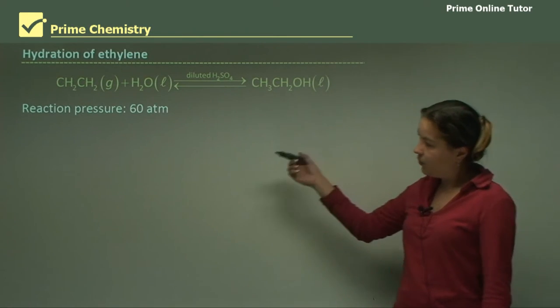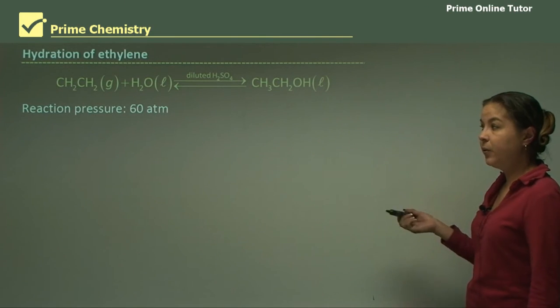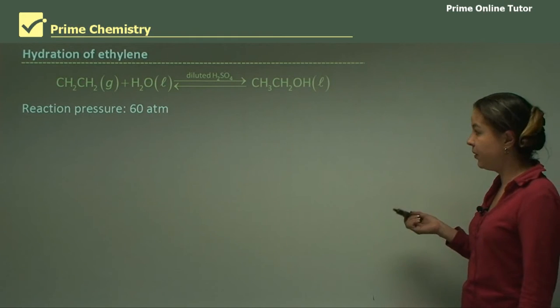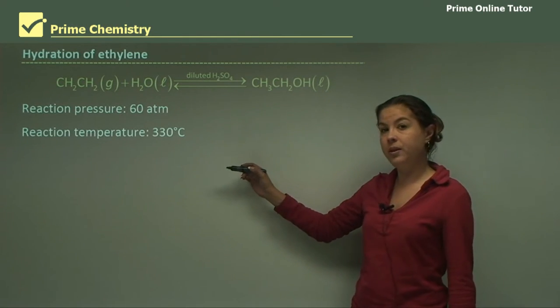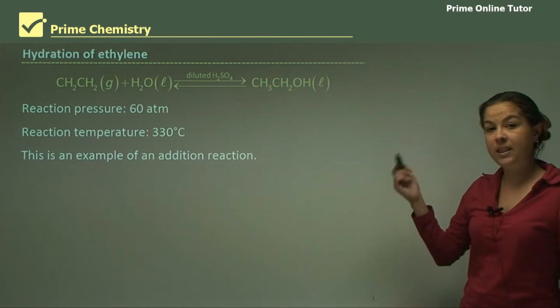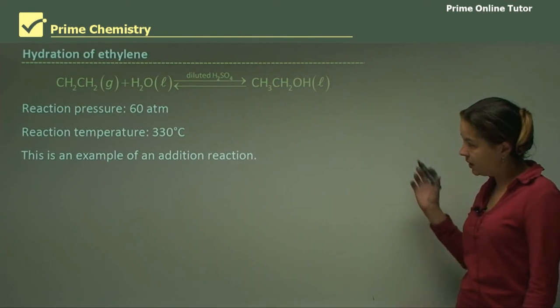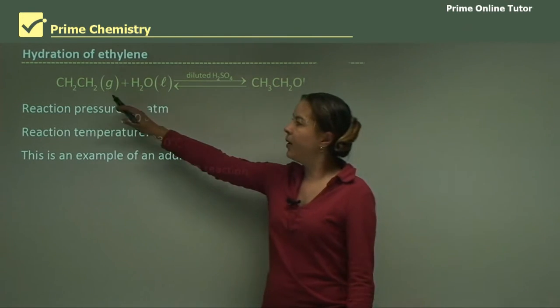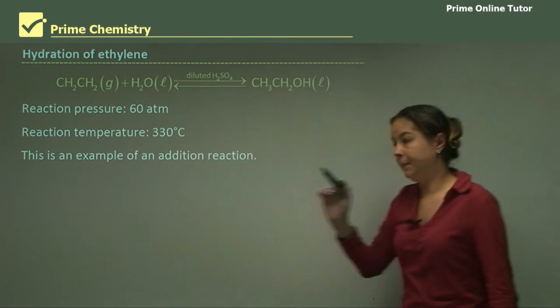So a few more conditions that they used for this process. The reaction pressure is 60 atmospheric units, ATM. The temperature is 330 degrees. And this is an example of an addition reaction. So just keep that in mind. In organic chemistry, it's an addition reaction because you're breaking the double bond and you're putting something on to an alkene.